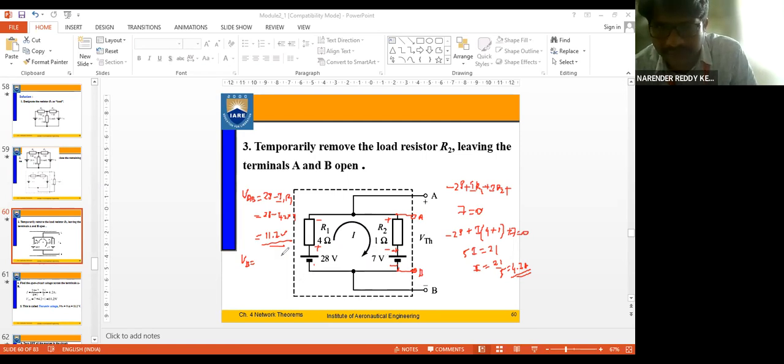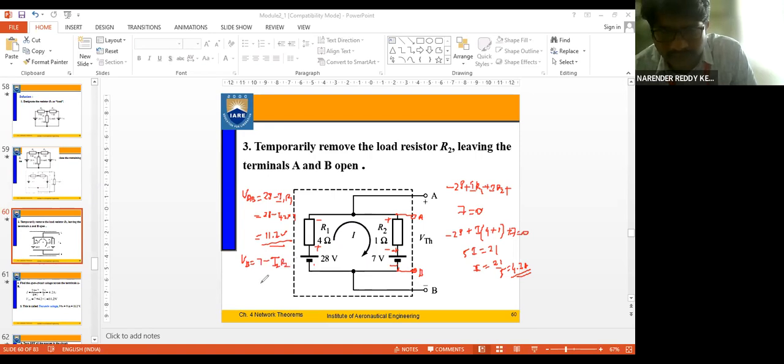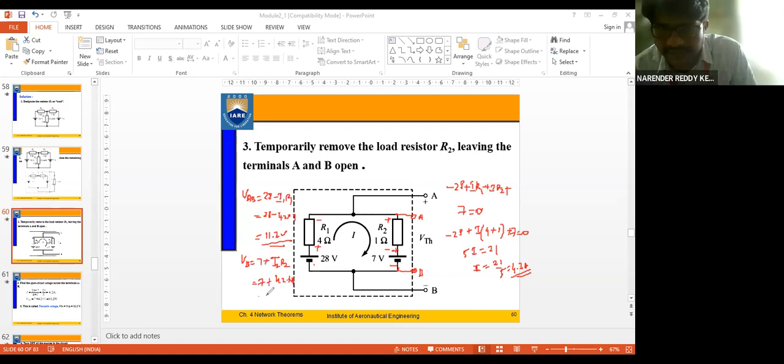So what's the equation we were talking about? 7 minus I2 R2. So what's the value you are going to get? 7 minus 4.2 into 1. But what's the problem here? The current is assumed reverse, right? The current that is coming out here, you can take it as plus, so plus I2, or you can add it. Yes, sir. If I add it, we get the same value as 11.2 volts.